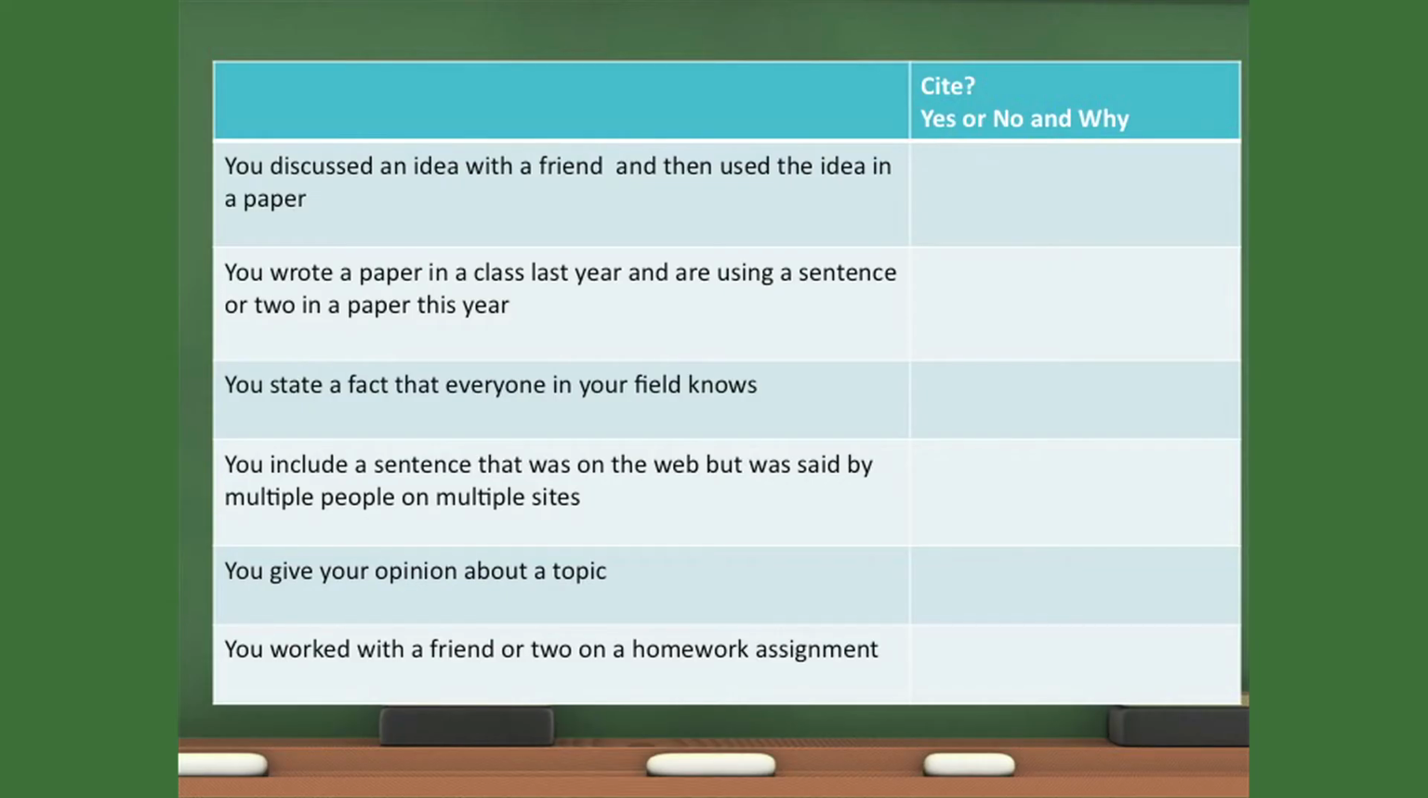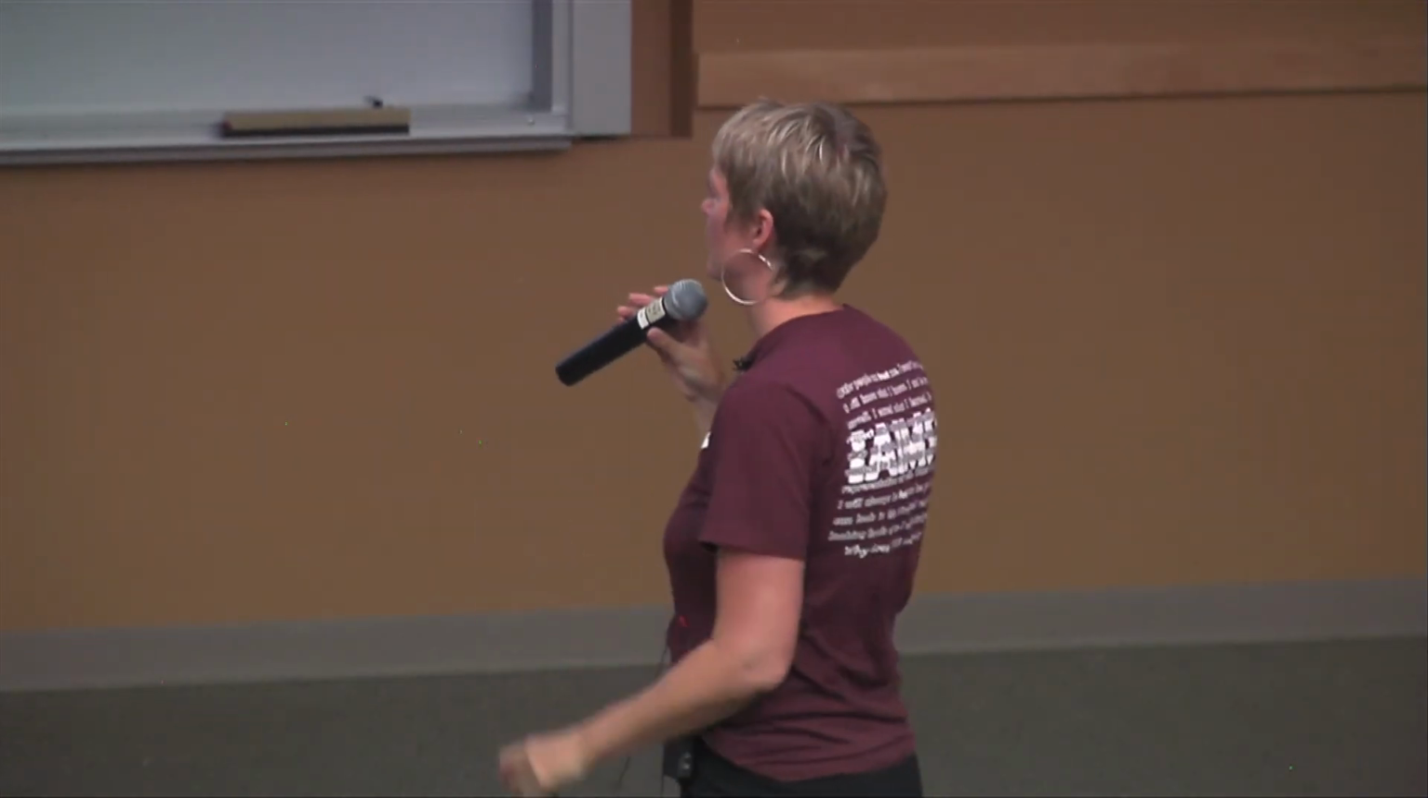You give your opinion about a topic. True, you have to cite it. False, you don't. 5, 4, 3, 2, 1. False. It's your opinion. Now, if you got your opinion from reading other stuff, you're going to want to build up to that opinion, right? To give that background, you'll cite all that stuff, but you don't cite your actual opinion.